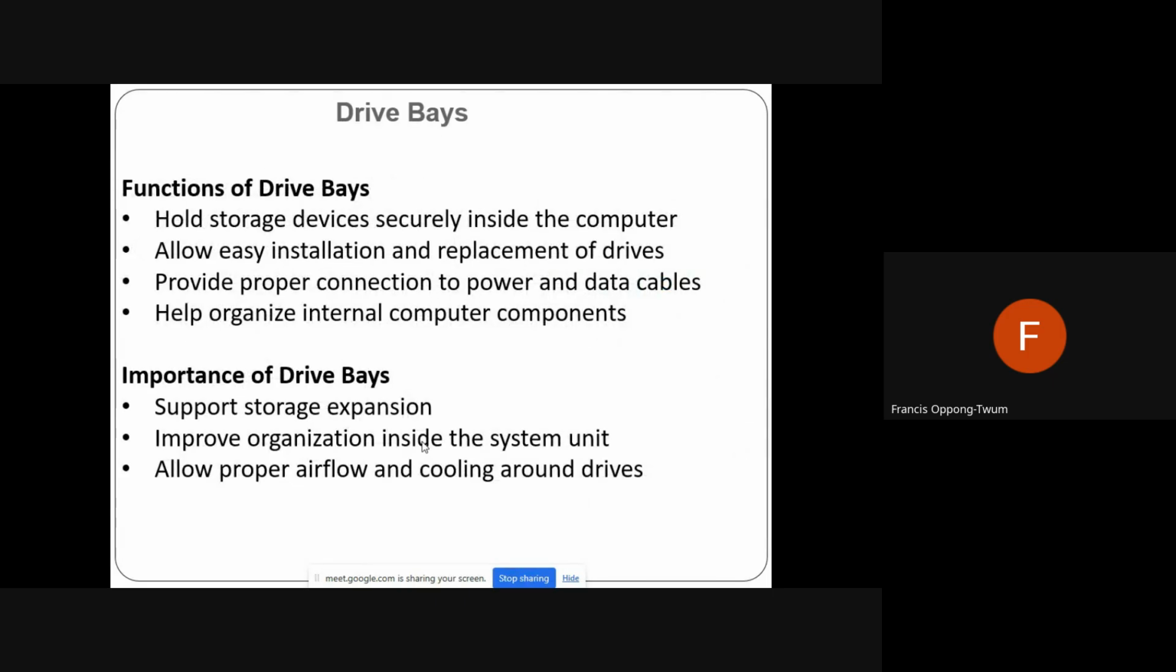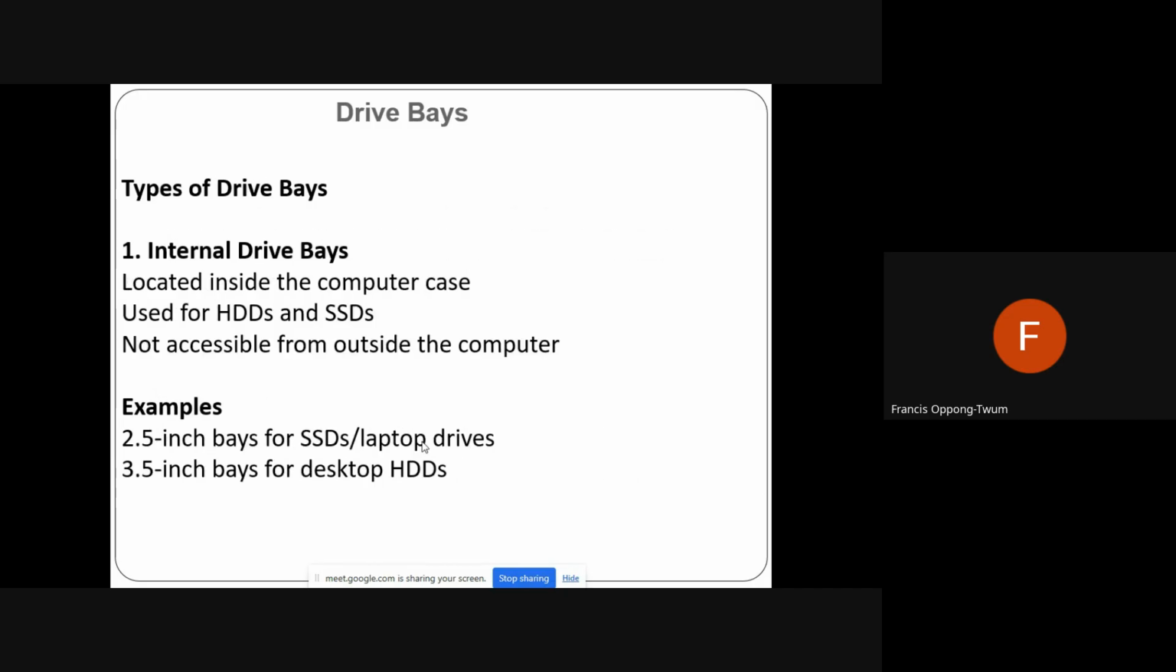What are some of the functions of the drive bay? The function of the drive bay is that it holds storage devices securely inside the computer. It also allows easy installation and replacement of drives. It also provides proper connection to power and data. Then it also helps organize internal computer components. Those are some of the functions of the drive bay. What are some of the importance of the drive bay? It supports storage expansion. It also improves organization inside the system unit. It also allows proper airflow and cooling around the drives. So these are some of the functions and the importance of the drive bay.